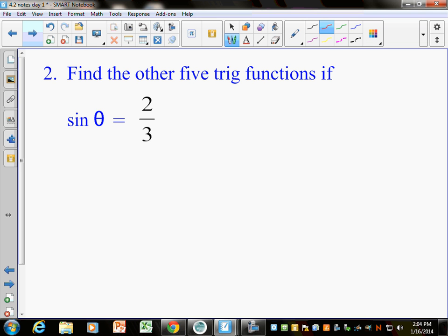What do we know if sine of theta equals 2 over 3? If they give you any trig function, they're giving you 2 of the 3 sides. The only difference is they didn't draw the picture for you, so you can make your own picture. Does it matter which angle I call theta? It really doesn't, as long as you label it correctly. So if I call this theta, you have to make sure that the opposite side is 2 and the hypotenuse is 3.